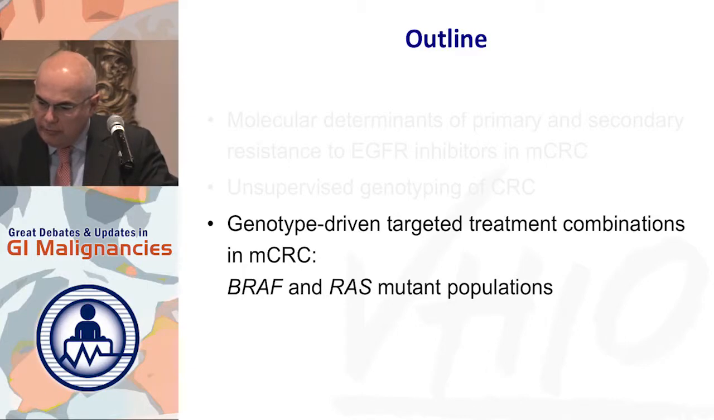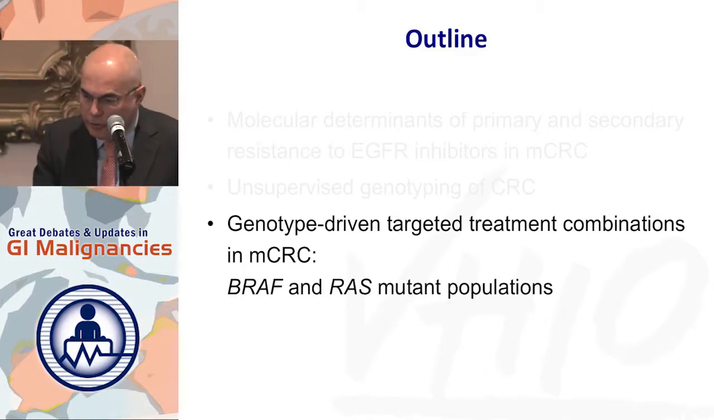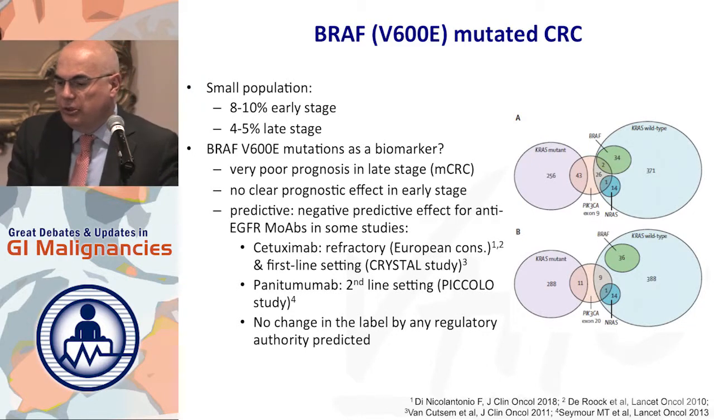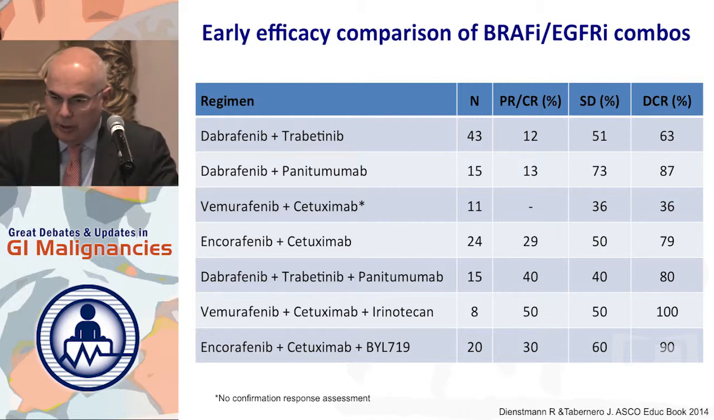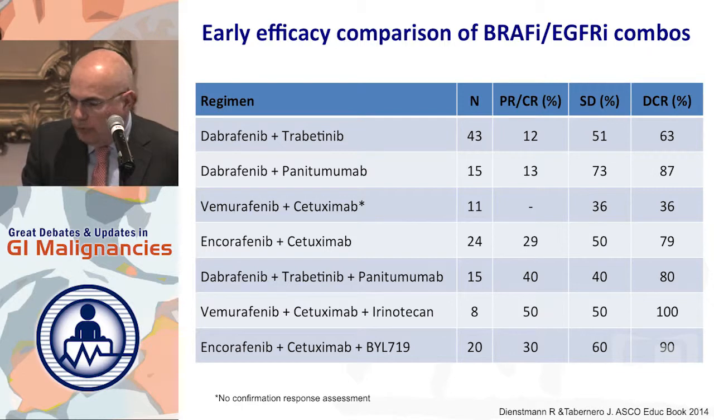Finally, I'm going to talk for a few slides only on the BRAF and the RAS mutant populations. I'm going to skip the BRAF because this has been mentioned before. Perhaps the important point here is that in this population with BRAF mutations, we now have clinical trials showing combination approaches of BRAF inhibitors plus EGFR inhibitors, where we can see response rates ranging from 20% up to 40% in this very poor risk population.